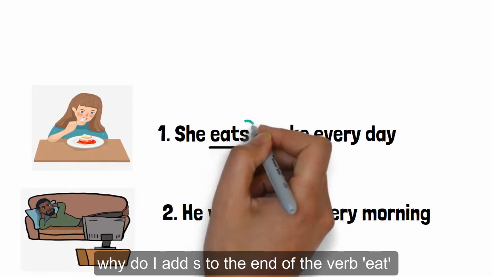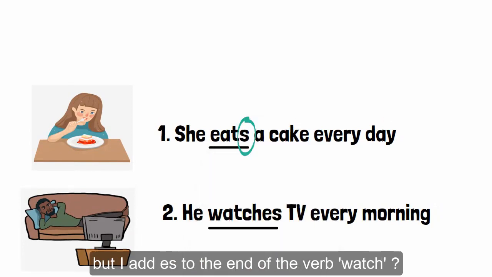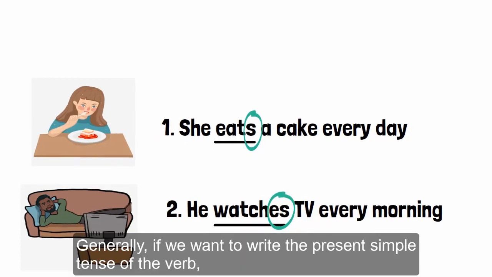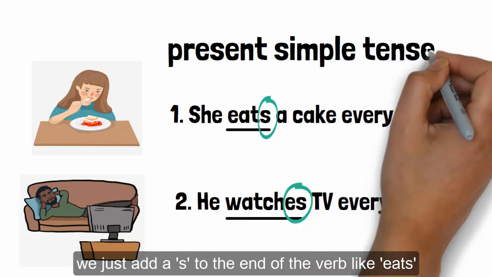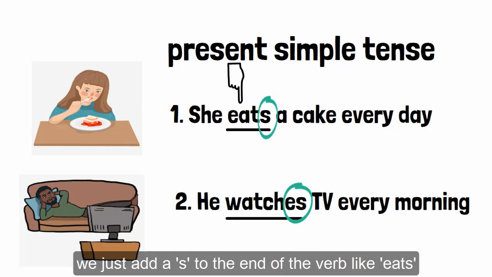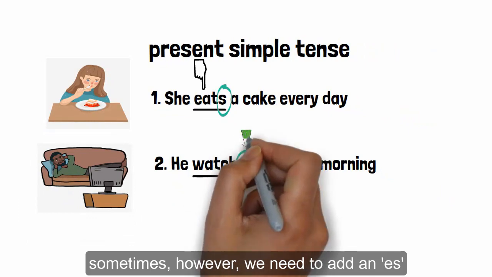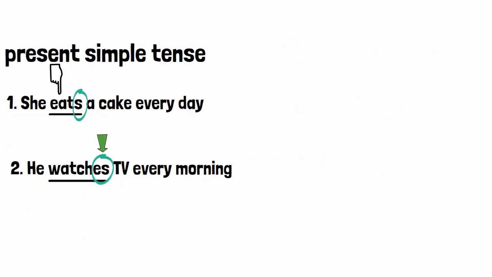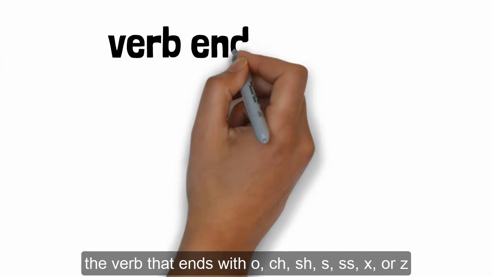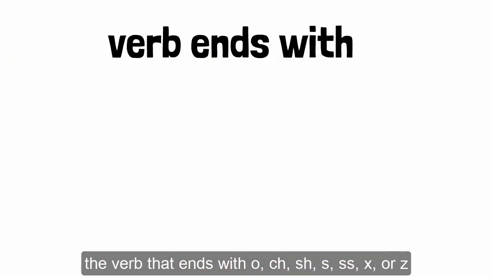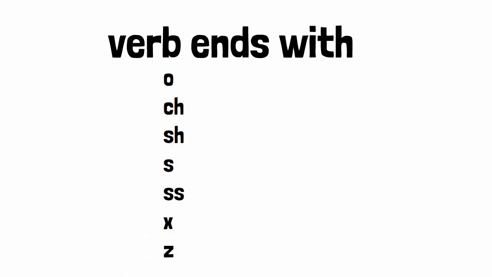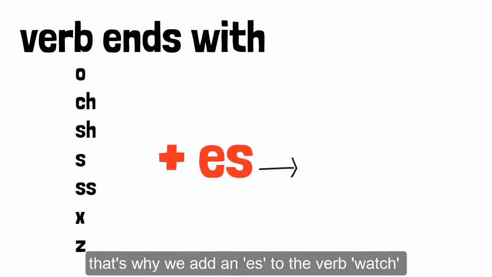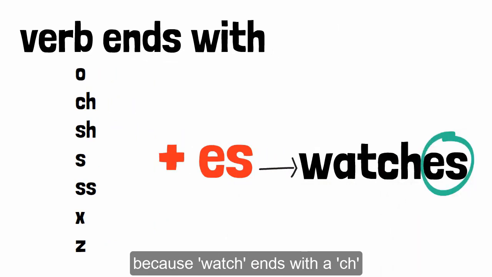Why do I add s to the end of the verb eat, but I add es to the end of the verb watch? Generally, if we want to write the present simple tense of the verb, we just add an s to the end of the verb, like eats. Sometimes, however, we need to add an es. The verb that ends with o, ch, sh, s, double s, x, or z, we have to add an es. That's why we add an es to the verb watch, because it ends with ch.